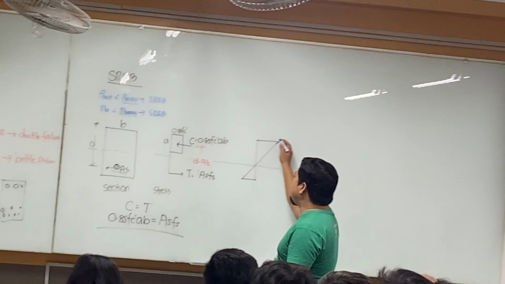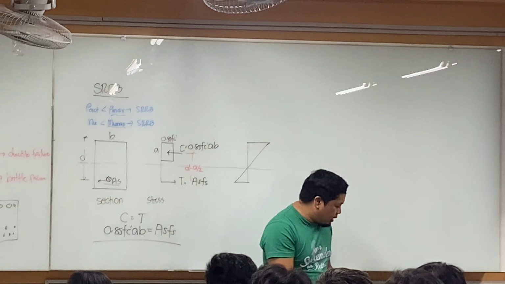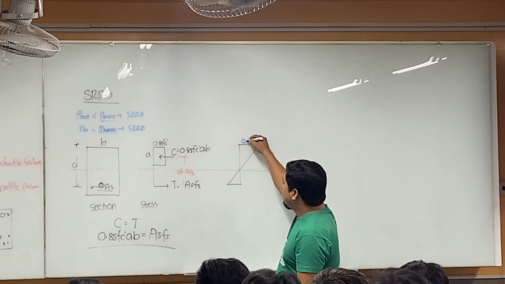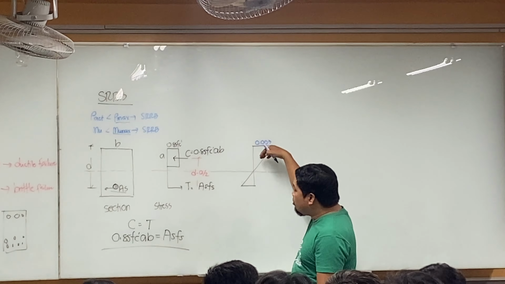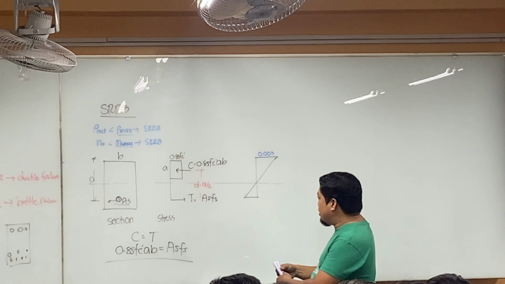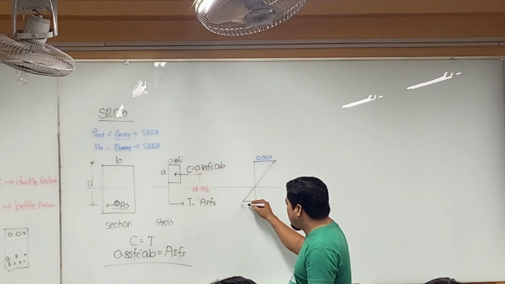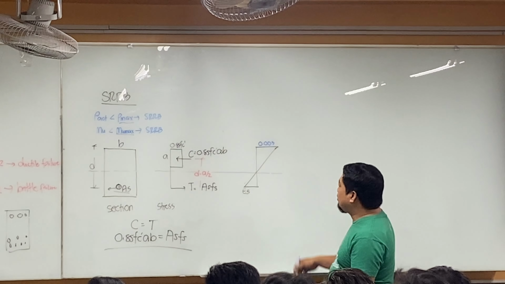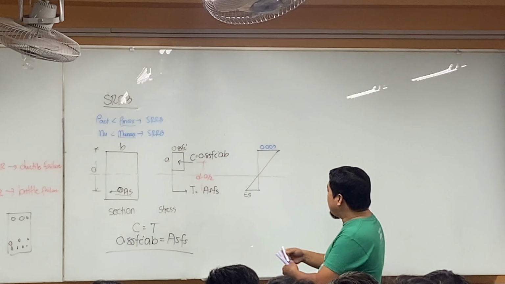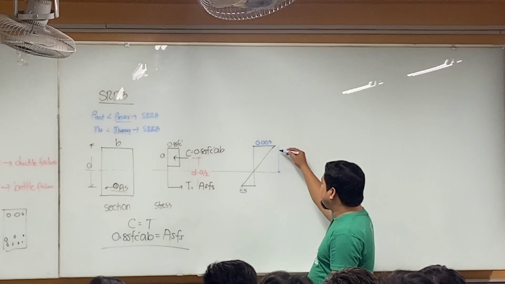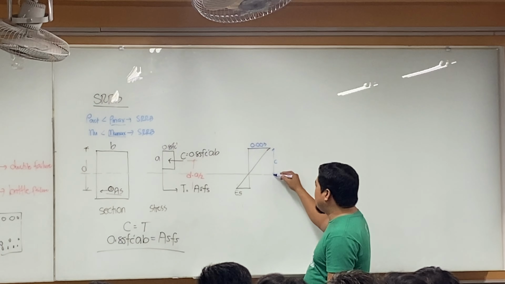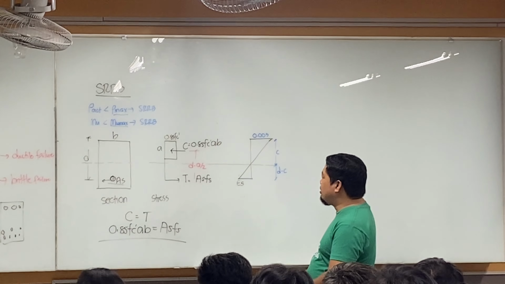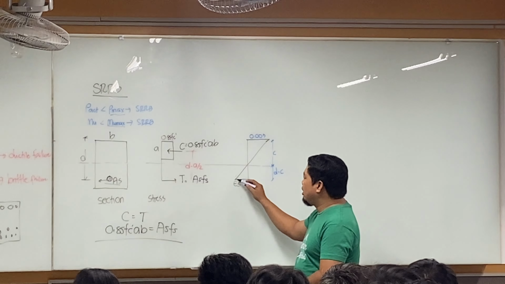So according to the code, the maximum strain obtained by the concrete is what? 0.003. This is the concrete side. And the tension side, this is ES, strain in steel or tensile strain. The distance to the steel is C, therefore this distance is D minus C. Strain, recall your mechanics. You get this from there.